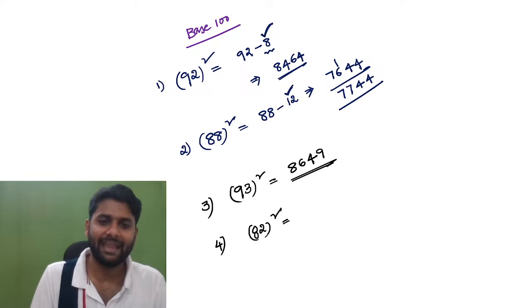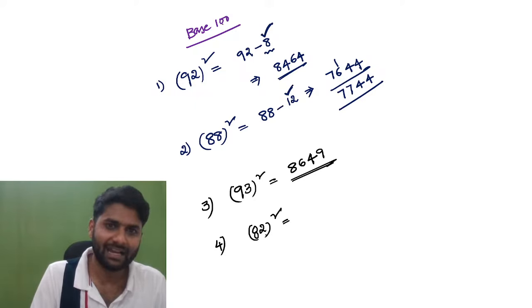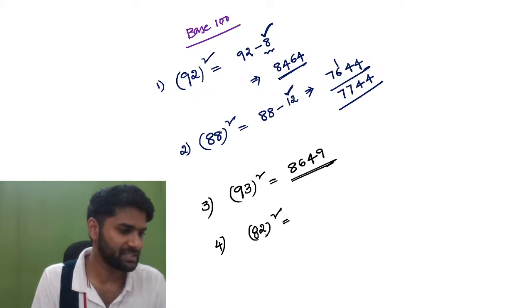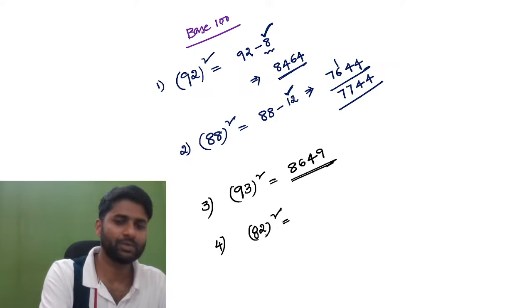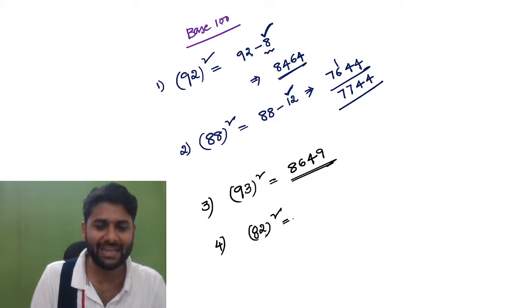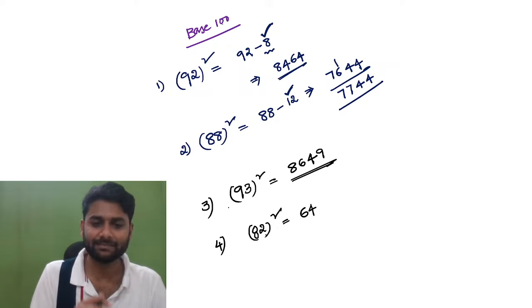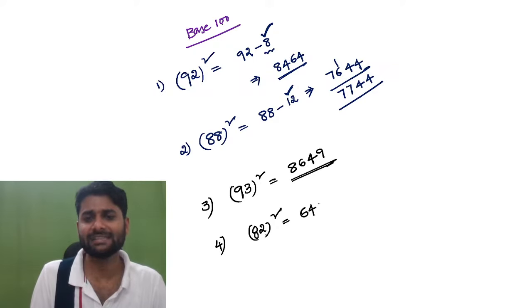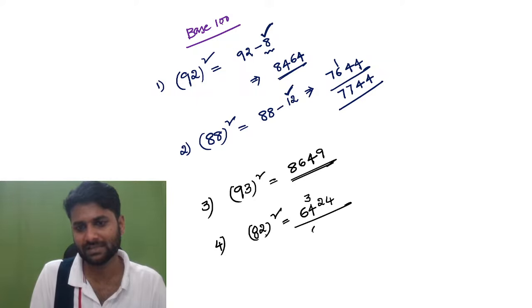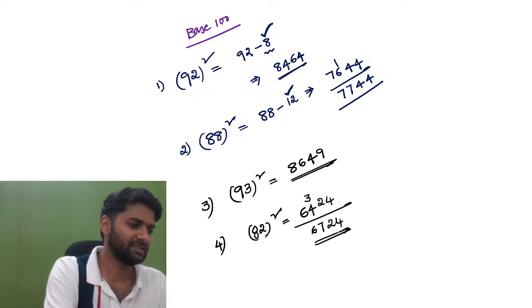You know that 82 is less than 100 by 18 units. Now subtract 18 units from 82. If you subtract 18 units from 82, the value becomes 64. And you know that we subtracted 18 units, so 18 square is equal to 324. The final answer is 6724. Is it clear?